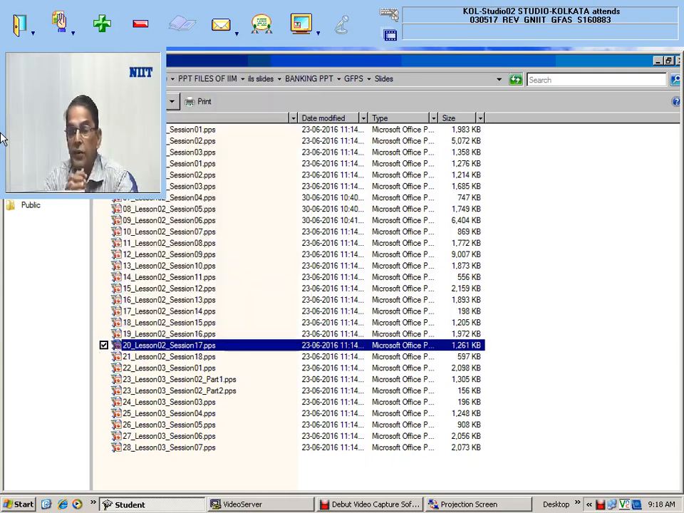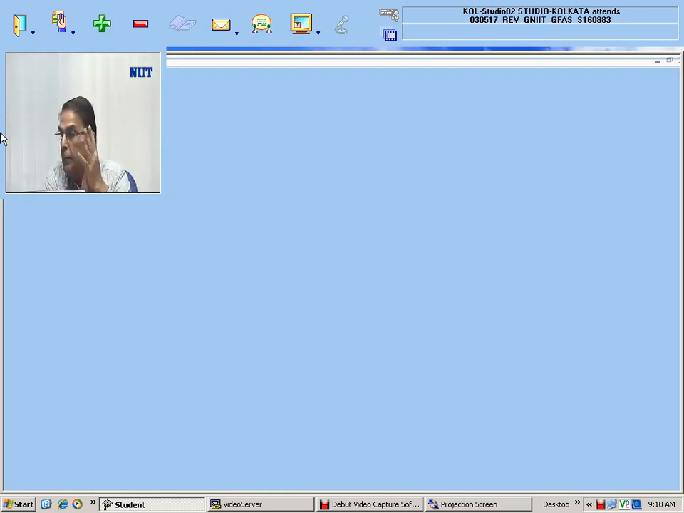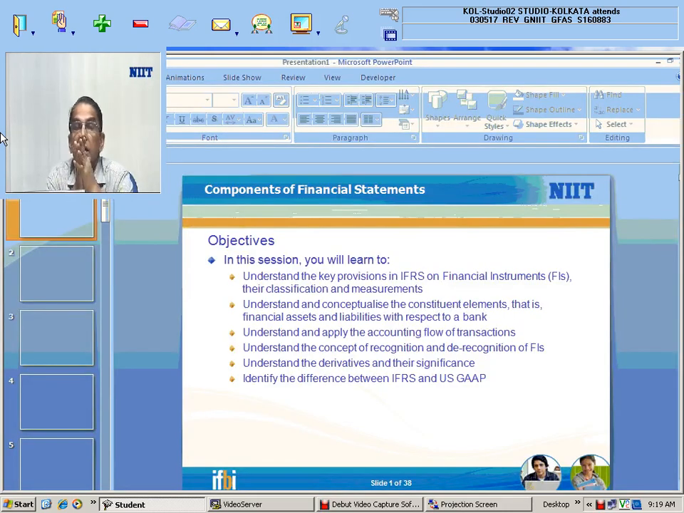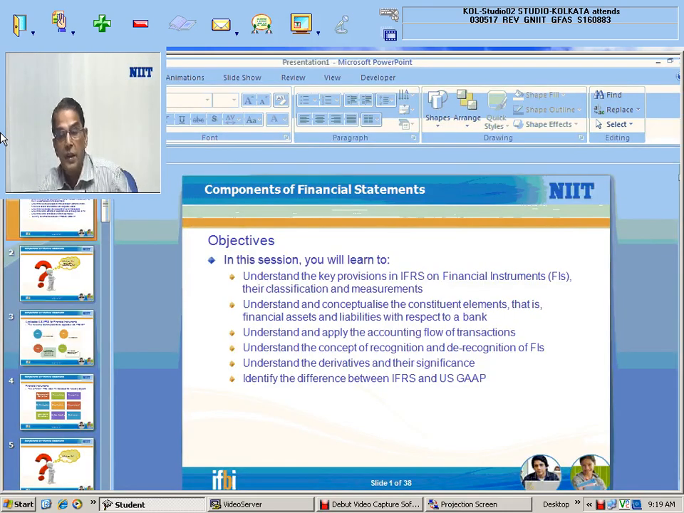So now we'll go to the next lesson where we'll be discussing a very important accounting standard called IAS 39, International Accounting Standard 39. It deals with one of the most complex areas in global markets, known as financial instruments. So IAS 39 basically deals with financial instruments, which is one of the most complex areas today in the global markets. Okay, so we will talk about the key positions in IFRS on financial instruments, their classification and measurement.